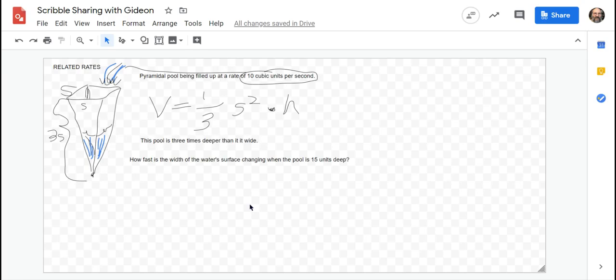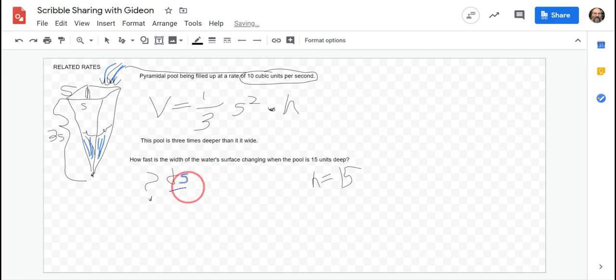How fast is something changing, right? How fast is the width of the water's surface changing? They want ds dt, right? S is defined as the width, so they want ds dt. When the pool is 15 units deep, so that's h equals 15, right? They are giving us h equals 15. And they're asking, what is ds dt?